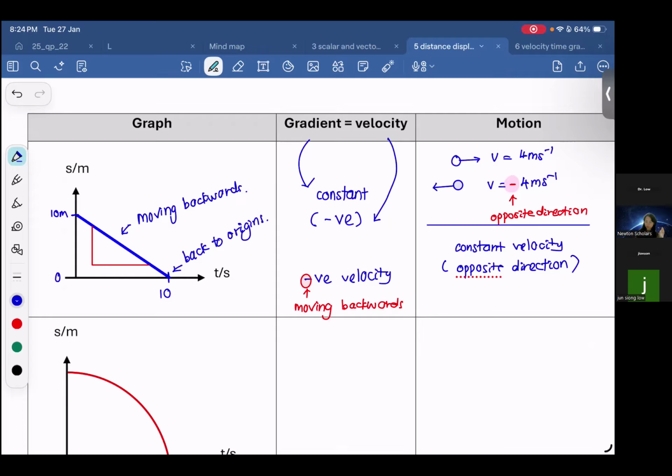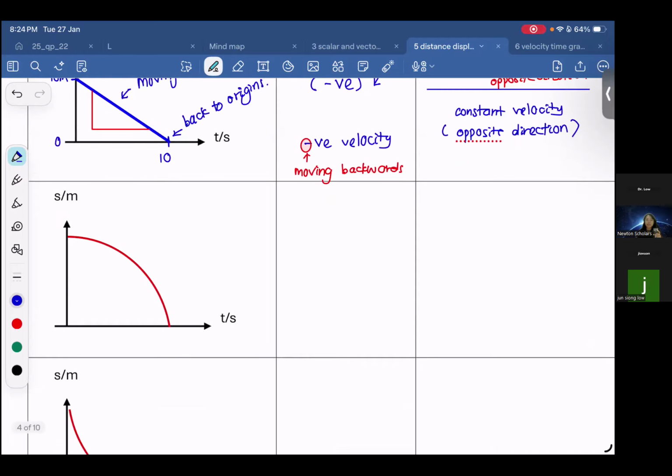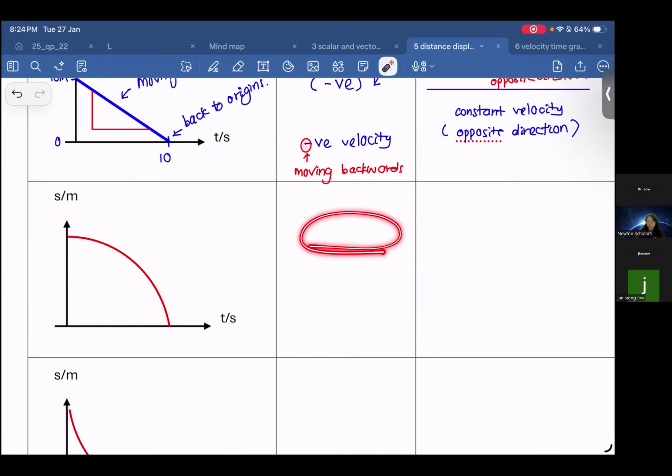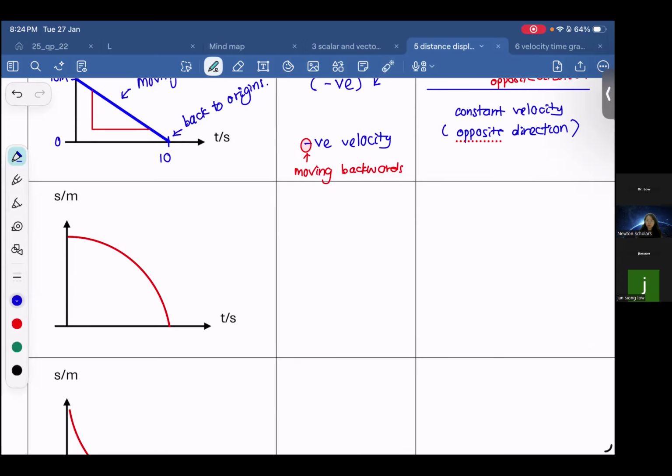Okay, dear, look at here. Can you try to think what happened to the gradient? And then what happened to the velocity? And then here, what is this? So you try to tell me first, the gradient. Zero, increase, decrease, constant? Zunxiong, correct.